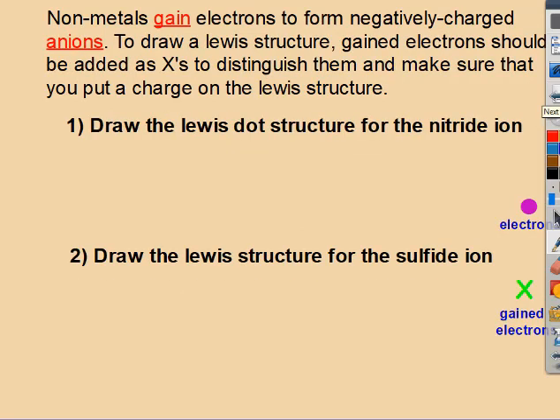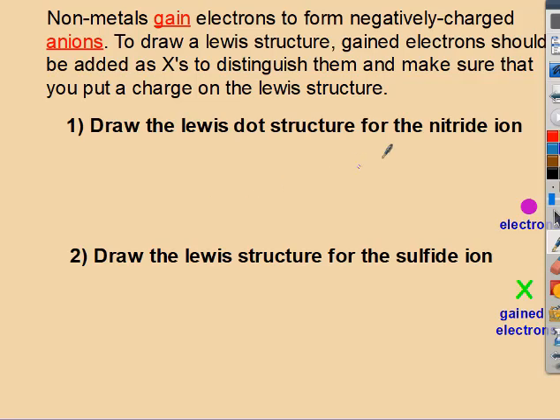Nonmetals are going to gain electrons to form negatively charged anions. So to draw the Lewis structure, gained electrons are going to be added as an X to distinguish them, and make sure that you also put a charge on the Lewis structure. Sometimes you won't see them being shown as X's. We're just showing them as X's now so you can see the difference.